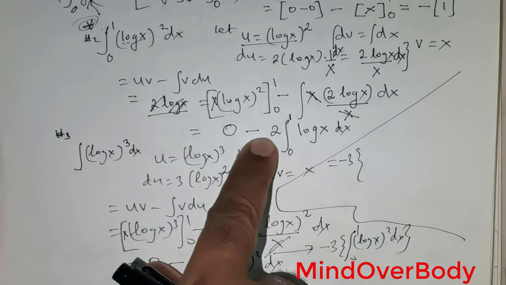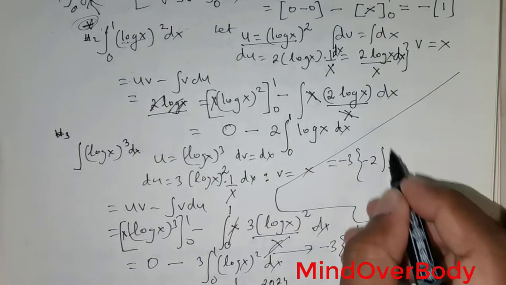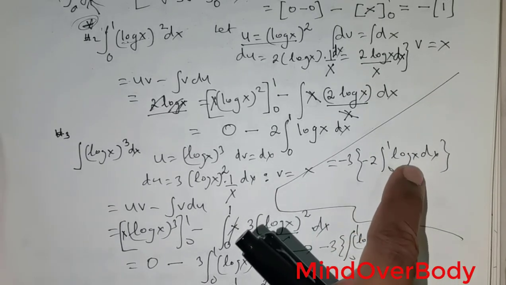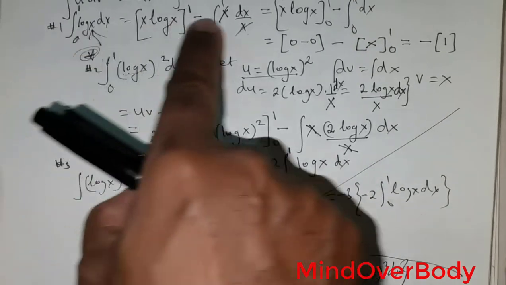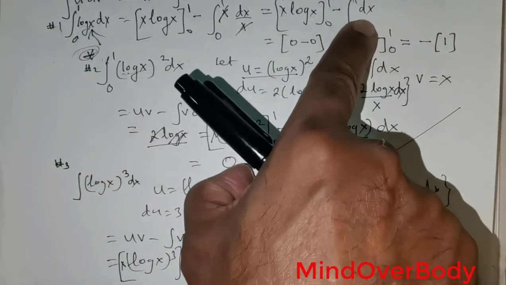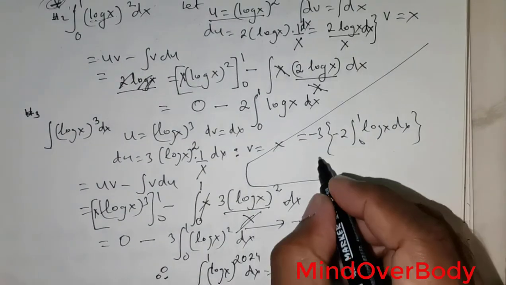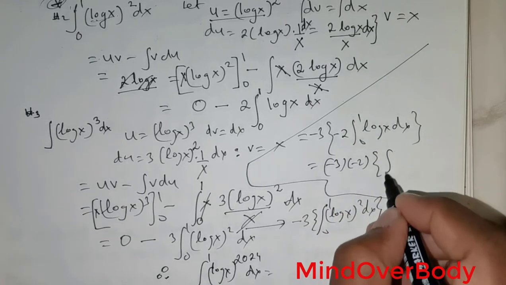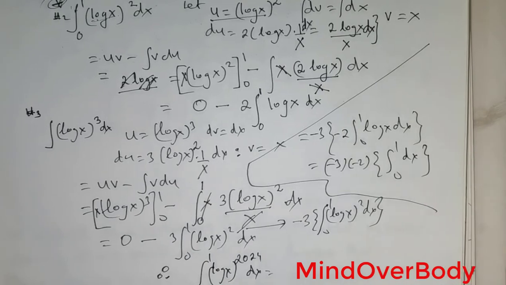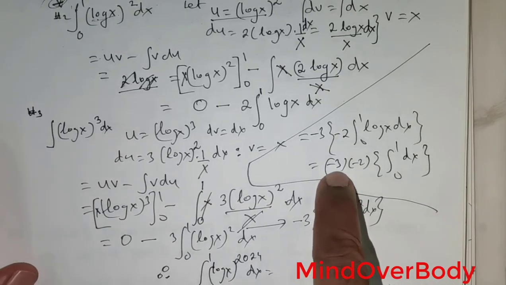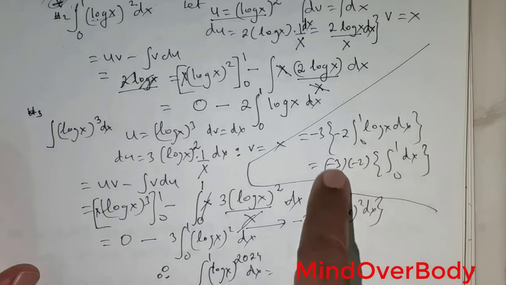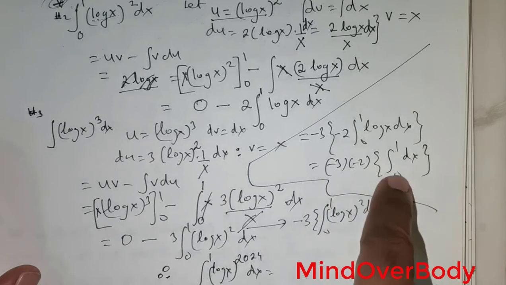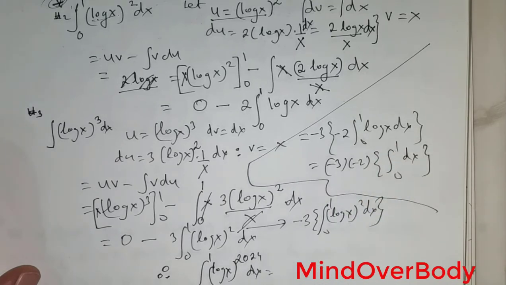But what is that? It's going to be negative 2 times integral 0 to 1 log x dx, right? But what is this? This is actually this. And what was that? That's nothing but negative dx. So this is going to be negative 3 multiplied with negative 2 times integral 0 to 1 dx. So clearly you can see the degrees are actually pre-multiplied and they are in a reducing fashion. So finally we are actually reaching 0 to 1 dx.